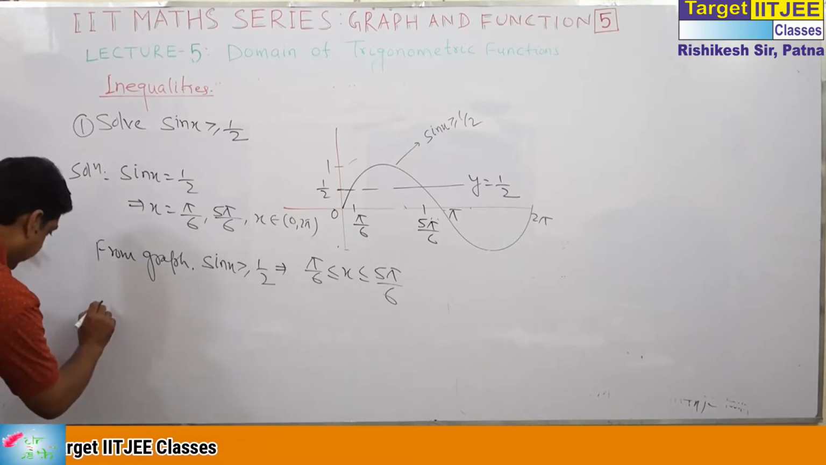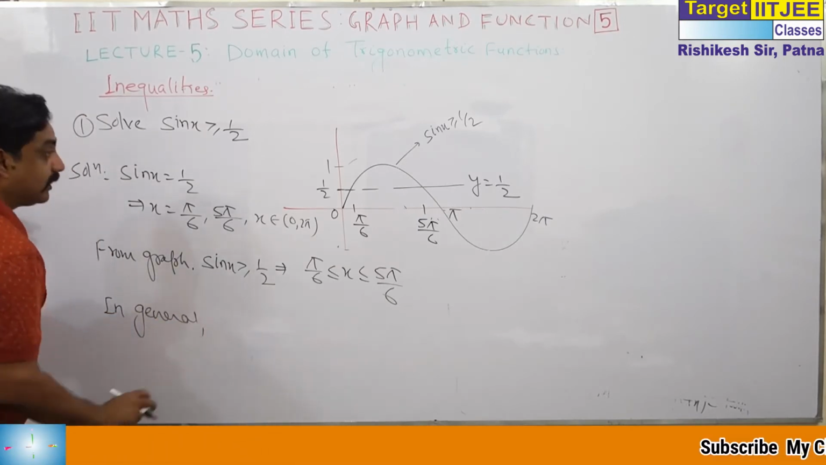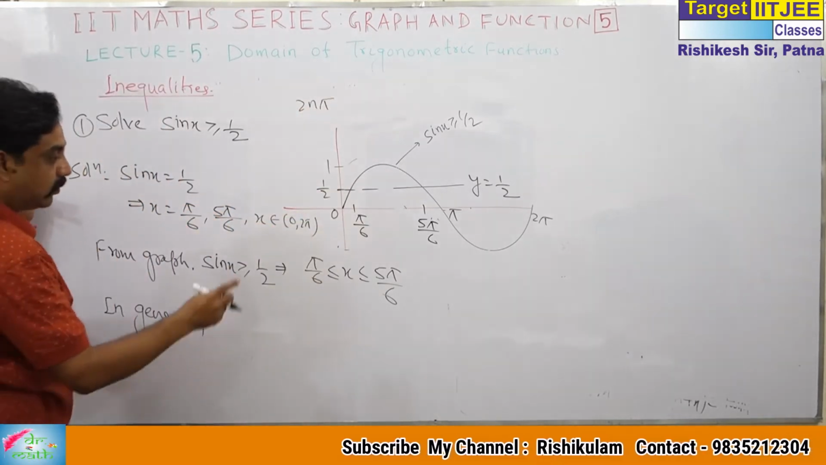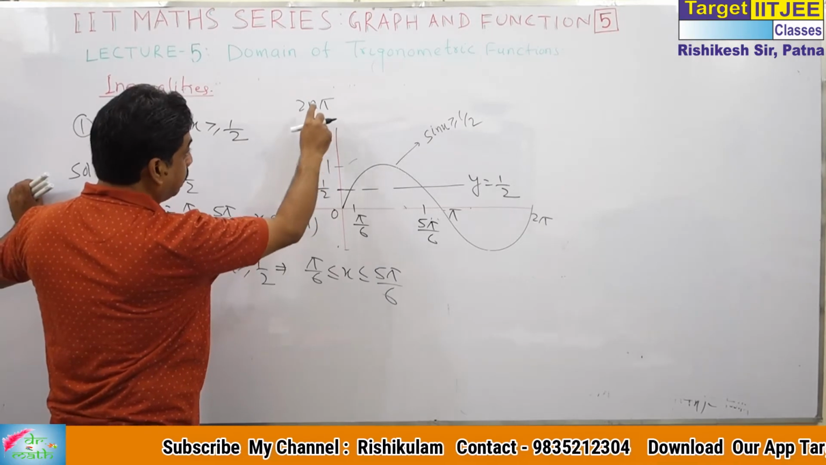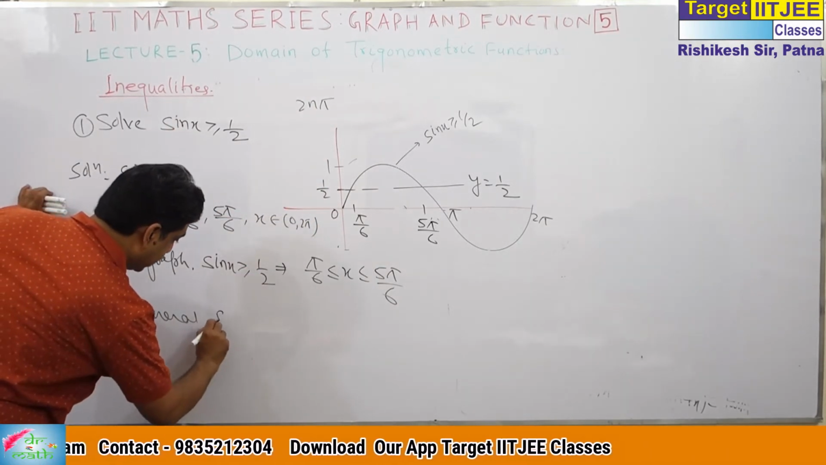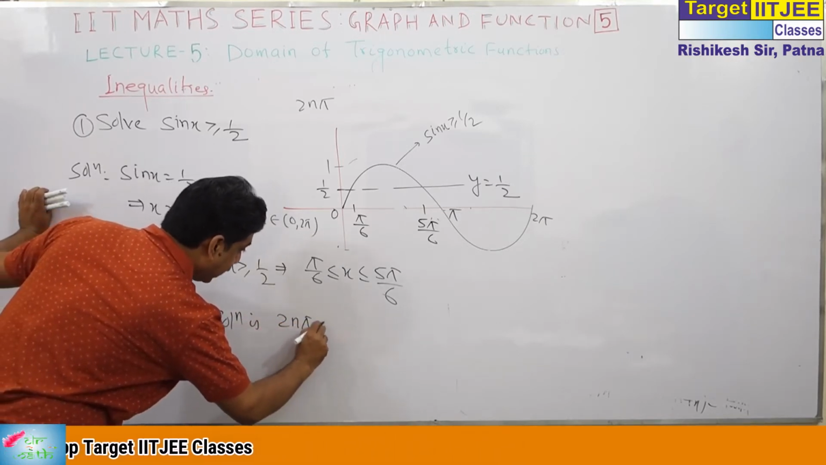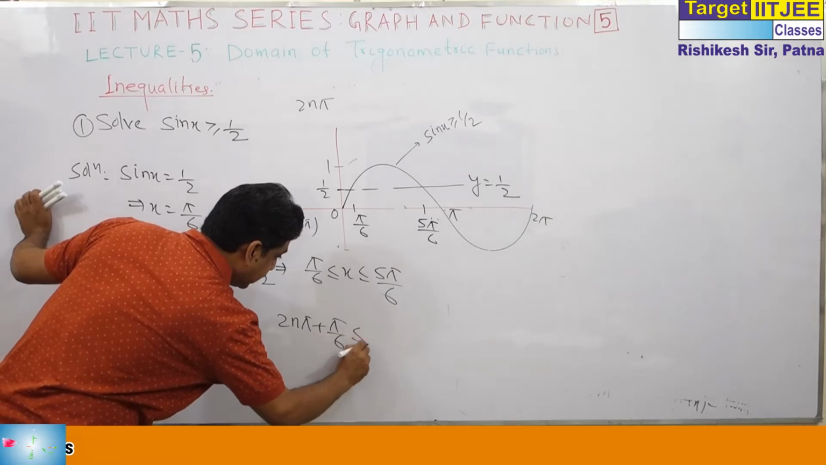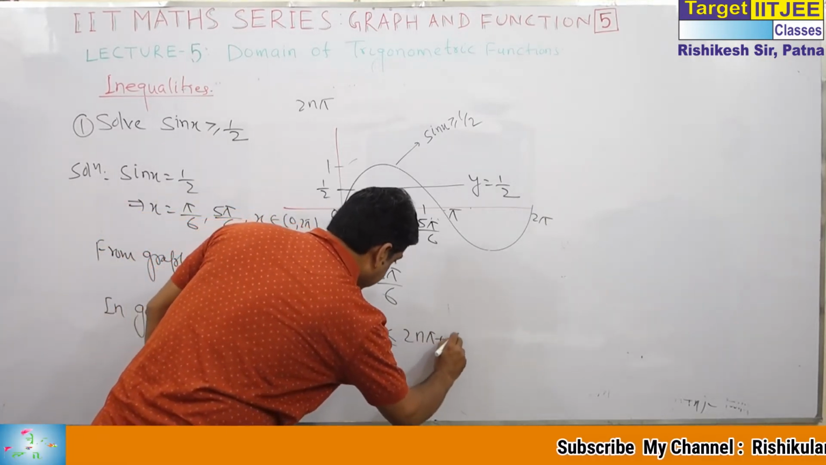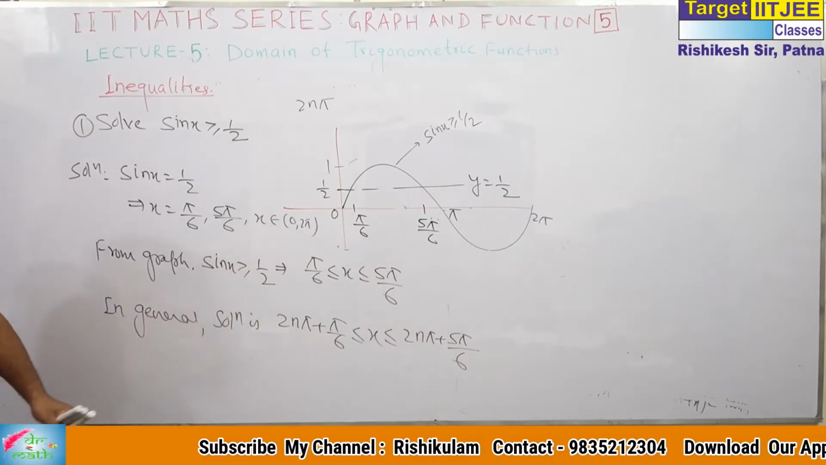So therefore in general we have to add 2 n pi on both sides. Why 2 n pi? Because the period of sin x is 2 pi. In general its solution is 2 n pi plus pi by 6 less than or equal to x less than or equal to 2 n pi plus 5 pi by 6. So this is the solution of this question.